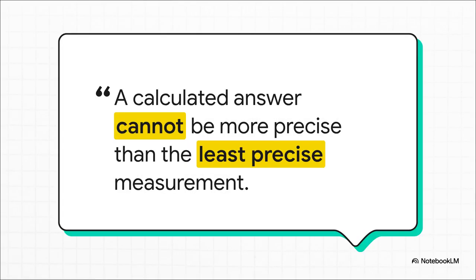And you know, all of these calculation rules, they really just boil down to this one big idea. This is the golden rule of scientific math. You can't magically create precision out of thin air just by using a calculator. Your final answer's certainty is always limited by your least certain measurement.